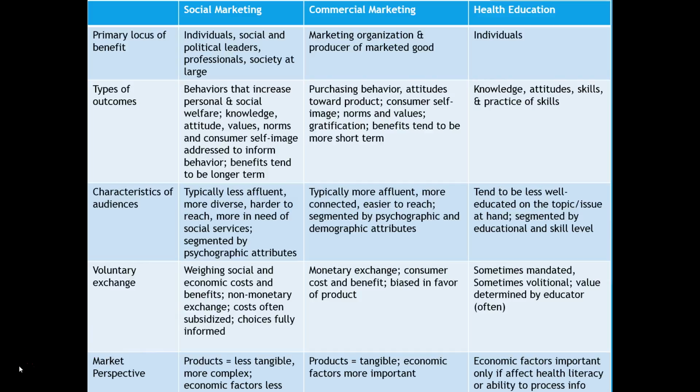And also important to notice the difference here that in social marketing, audiences are often segmented by psychographic attributes, and psychographic is a fancy way of talking about values or opinions, lifestyles, which is different than commercial marketing. So characteristics of audiences who are commercially marketed to are typically more affluent because they then have more commercial or monetary means, easier to reach, and they're segmented by psychographic and demographic attributes.